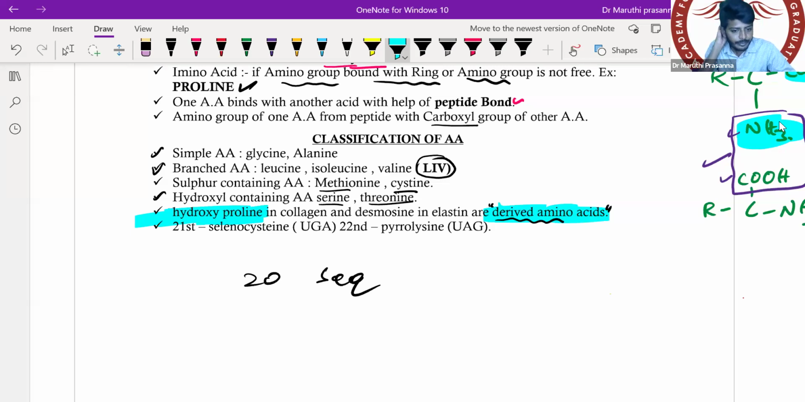Normally we have 20 amino acids. Later we found two more. The 21st amino acid found is selenocysteine. Later we found one called pyrrolysine. So which is the 21st amino acid? Selenocysteine. The 22nd amino acid is pyrrolysine. Selenocysteine is coded by UGA. Pyrrolysine is coded by UAG.